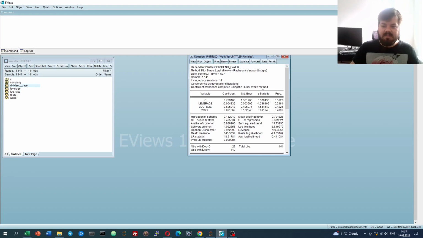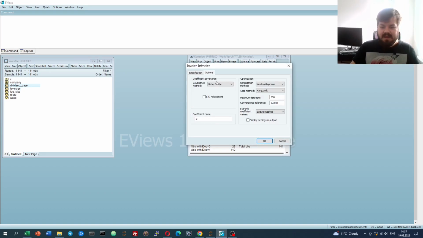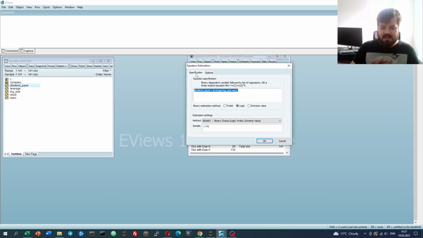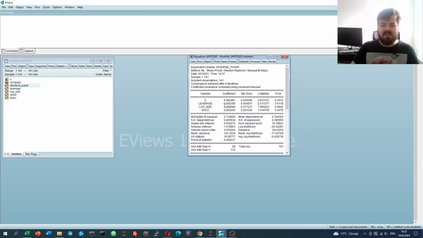And if we plug in the Huber-White standard errors, we can see that our probabilities are massively inflated and no coefficients introduce significant changes to our odds ratio of being a dividend payer. So if we move back to the ordinary covariance method and switch to the probit model instead of the logit model, we'll see that the probit model has two significant coefficients and the coefficients themselves are different.